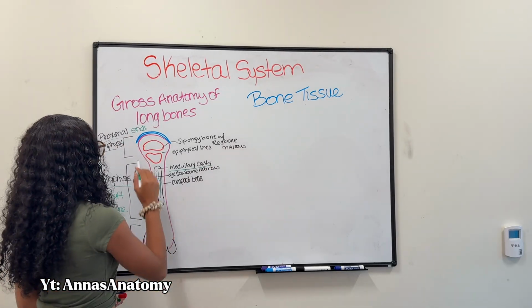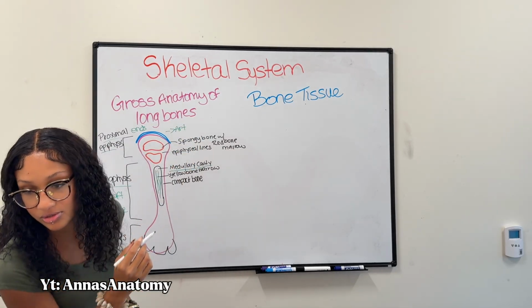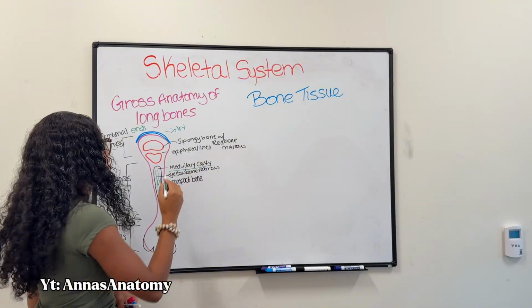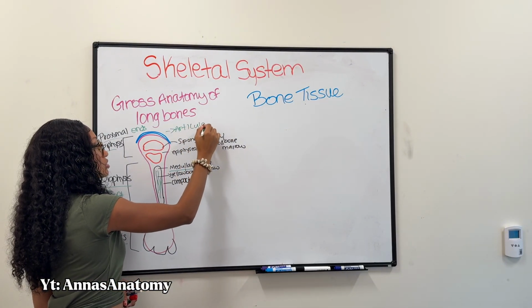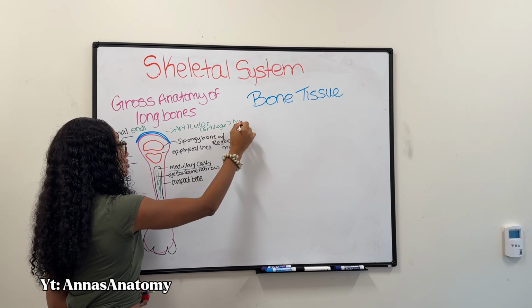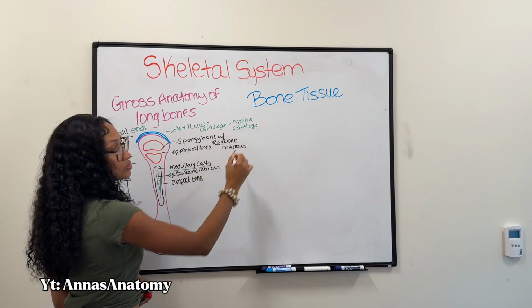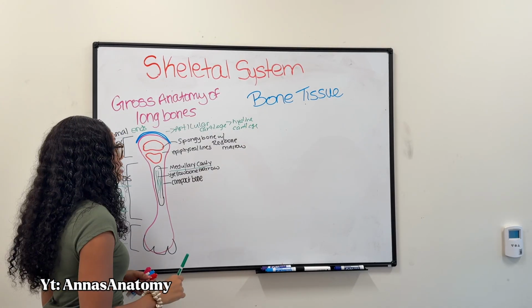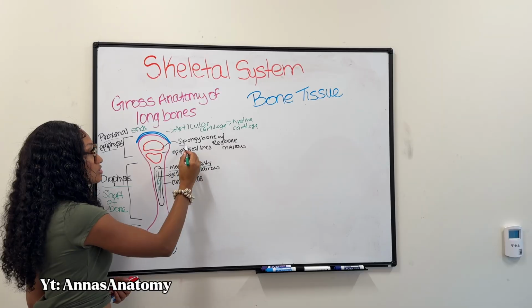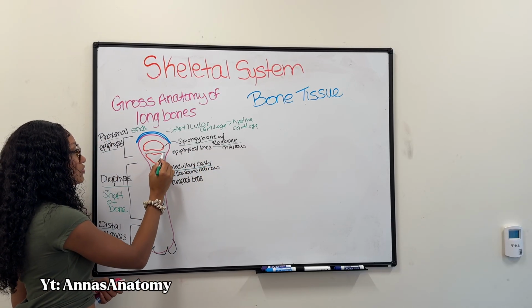This is covered in articular cartilage, which is a type of hyaline cartilage. It reduces friction, and then this area is mostly made up of spongy bone that contains red bone marrow. Right here you see the epiphyseal lines.